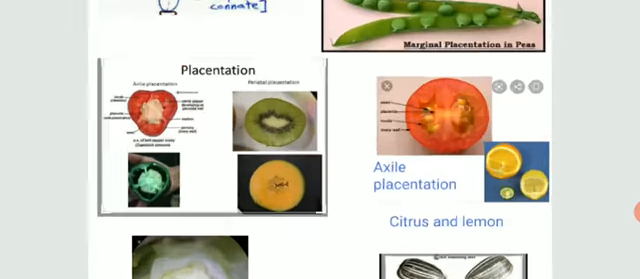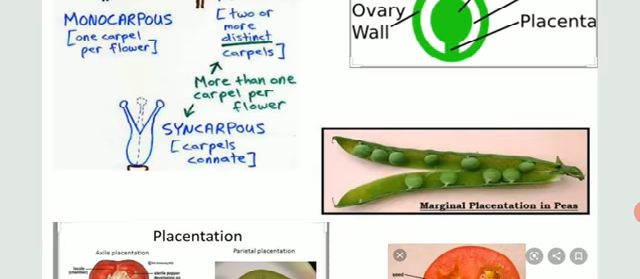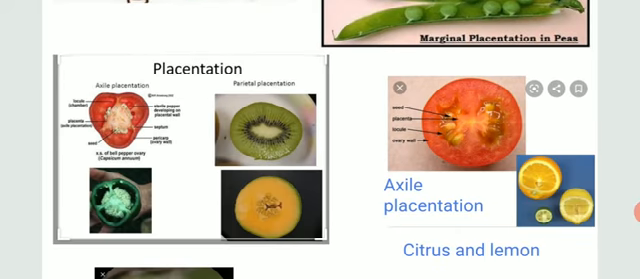So if I zoom on this picture, you can see the first diagram, that is the pea, how peas are arranged on the margin. Then we come to axile placentation. Look at the right hand side diagram. So you cut the tomato, you cut the lemon, because these are citrus fruits. So they show the axile placentation.